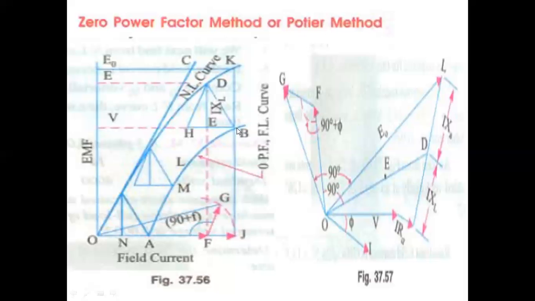which is necessary to overcome the demagnetizing effect of armature reaction at full load. Okay, so this BE amount of ampere turns should be added in order to overcome the armature reaction effect.